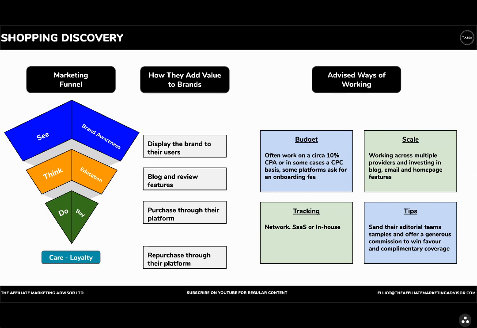So in terms of budget, there may be an onboarding fee. Sometimes this is unavoidable, but you should ask for it to be waived. As I mentioned, offer as high a CPA as possible to help the algorithm show preference towards you. Try and work across as many of these as possible. Tracking again, network, SaaS, in-house. And tips. So you can send our editorial teams samples as well to help win complimentary coverage, and I encourage you to do that.